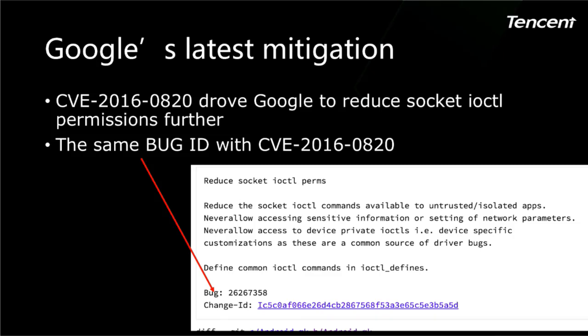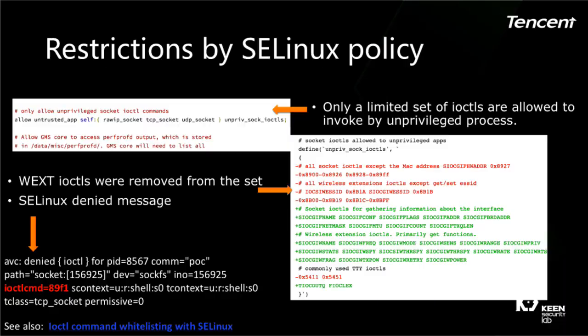You can see that this is a patch for the mitigation, and this mitigation has the same bug ID as the second case. So I'm sure that our second case study drove Google to reduce the socket ioctl permission. In the latest SELinux policy, only a limited set of socket ioctls can be accessed by unprivileged applications.